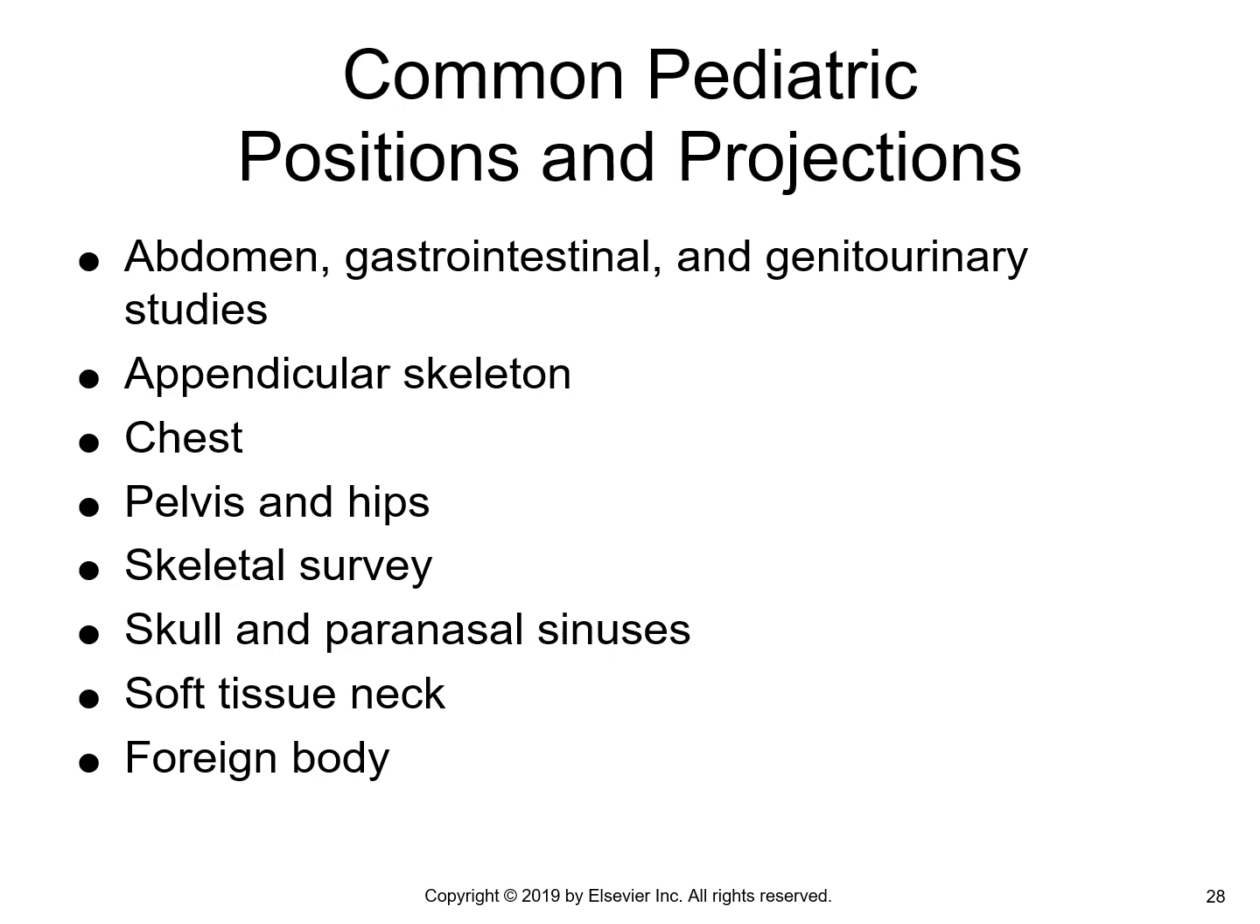So your common projections, just real quick, you're going to do a lot of studies on the pediatric population: chest x-rays, pelvises, and hips. You'll do a skeletal survey or a scoliosis series for your teenage patients. Skull and paranasal sinuses, soft tissue necks, and then foreign body exams. That's kind of like a combination chest and abdomen. Okay, so basically all over the human body, we're going to take pictures.